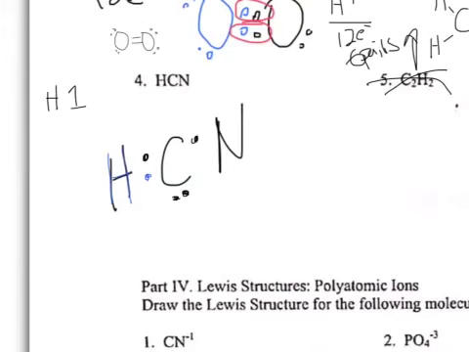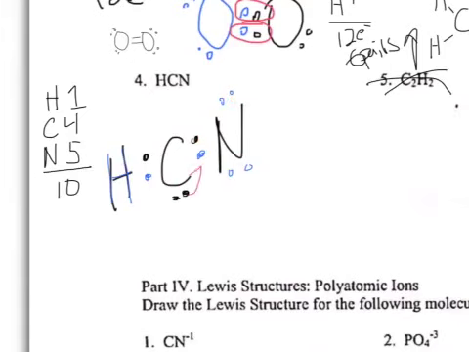oops, I forgot to write out my total number of electrons. So 10 total electrons. We are assuming 5 pairs. Nitrogen has 5, so 1, 2, 3, 4, 5. That looks like it works well. Let's count them up. Hydrogen's happy. It has 2. Carbon has 6. Not so happy. And nitrogen has 6. All right, so we're getting closer.